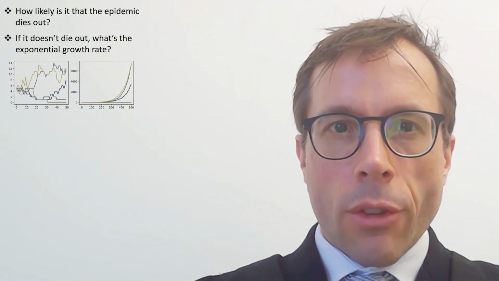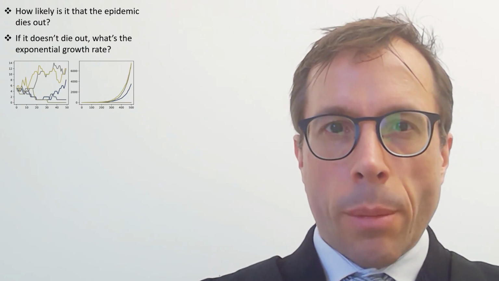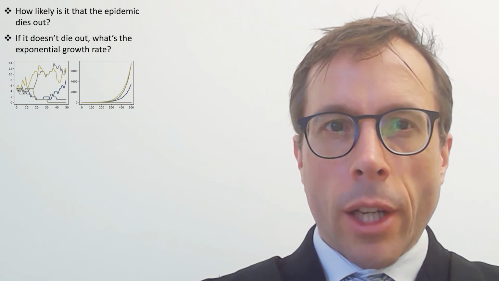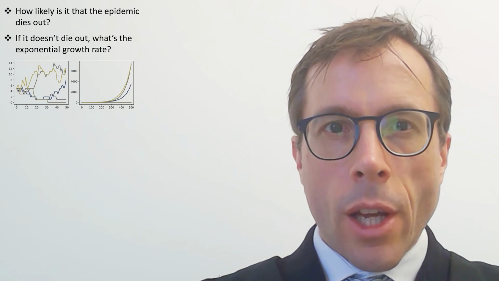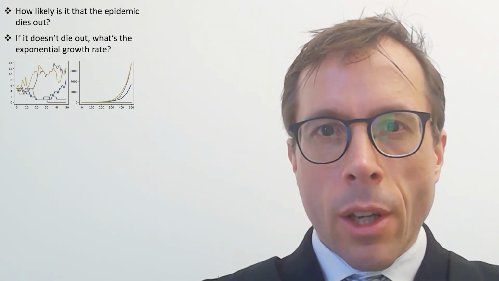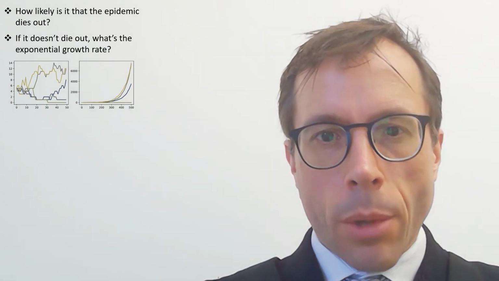The next few videos will all be about how we figure out what sort of behaviour a Markov chain has. These are the sorts of questions we'd like to be able to answer about the epidemic model. How likely is it to die out? And if it doesn't die out, then what's the growth rate? And how do these answers depend on the parameters?